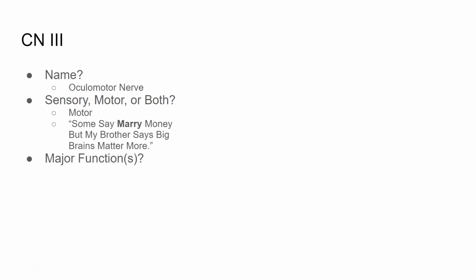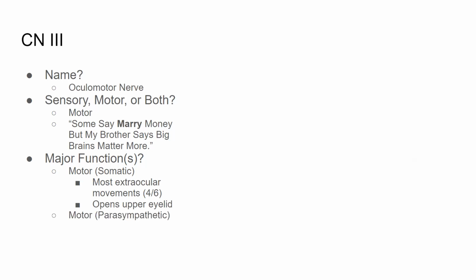Okay, what does it do? Now we're getting a little more tricky. What is its motor function? Moves the eye, good. So it does 4 out of the 6. There's 6 muscles that move the eye, and it innervates 4 of them. It also opens the upper eyelid. So when you googly eyes somebody, that's your oculomotor nerve opening the eyelid.